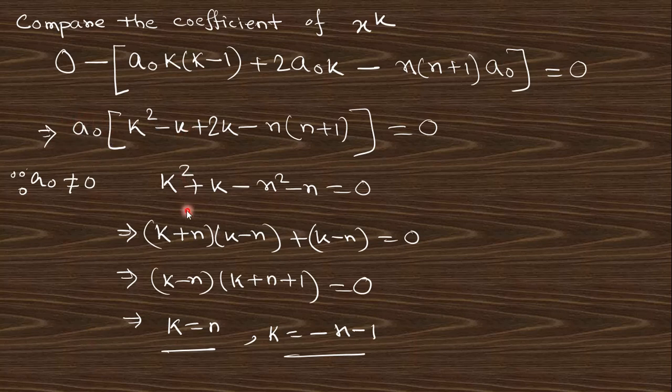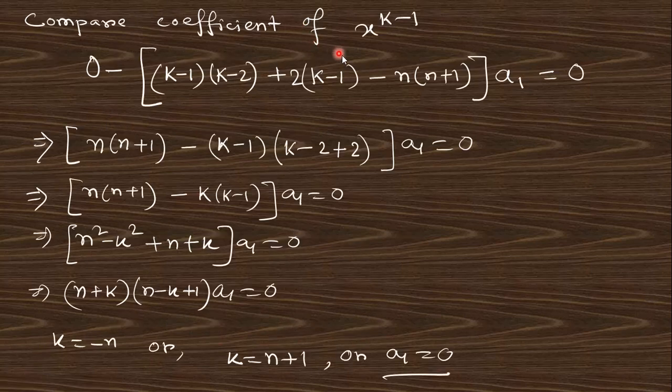and since a0 is not equal to 0, you get the values of k: k equals to n and k equals to minus n minus 1. Now if you compare the coefficient of x to the power k minus 1, similarly this term will be 0, and from there you can take a1 equals to 0. a0 cannot be 0, but a1 can be 0. If you take a1 equals to 0, then this is the solution. There is no problem in taking a1 equals to 0.